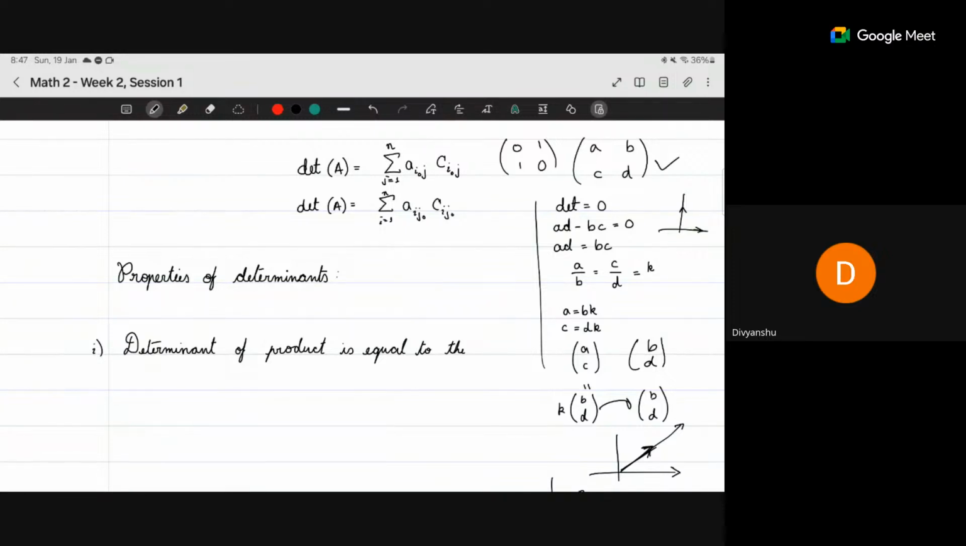Now in higher dimensions, like a 3 cross 3 matrix or a 4 cross 4 matrix, in 3 cross 3 you can still do a visualization in the sense that you will have 3 vectors in 3 space and then you will have a parallelepiped and the volume of that.